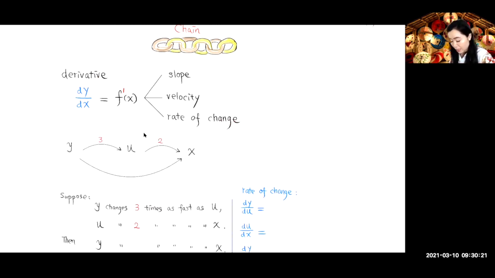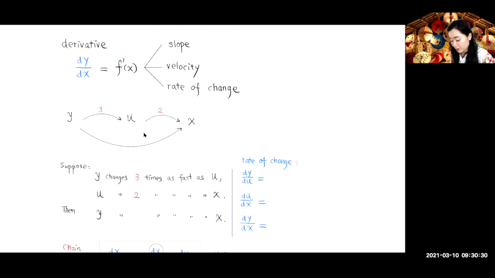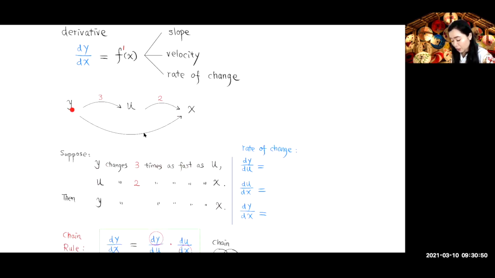So now we have y here is a function of u. U is a function of x. Suppose u changes 2 times as fast as x, and y changes 3 times as fast as u. So y changes how many times as fast as x? Can someone answer this?